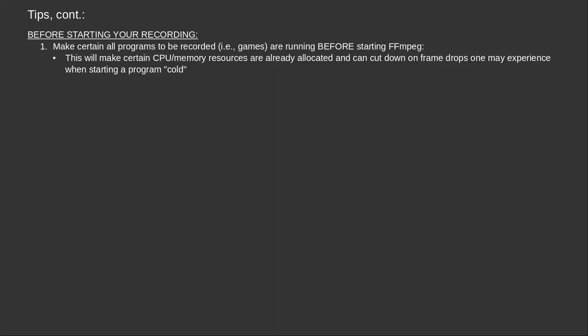I mentioned that as an example, like if I started up a web browser and went to YouTube when a recording was already running and I was using a super fast or a very fast preset, I ended up running into frame drops. Also, make certain programs which will not be included in your recording are closed.